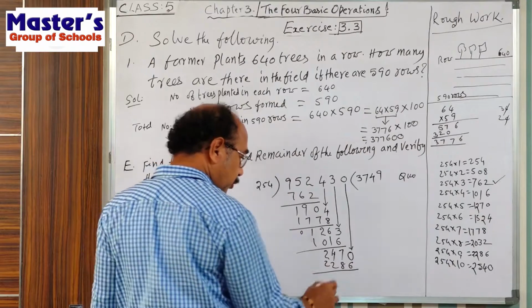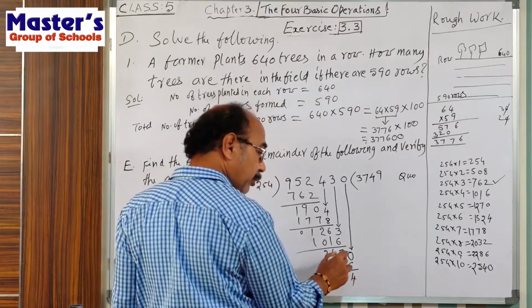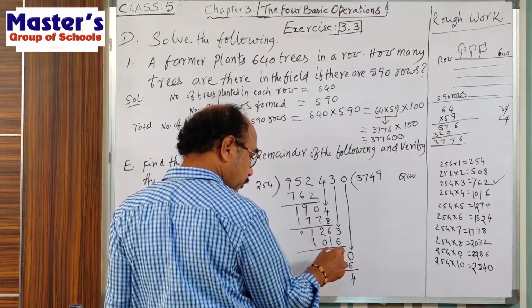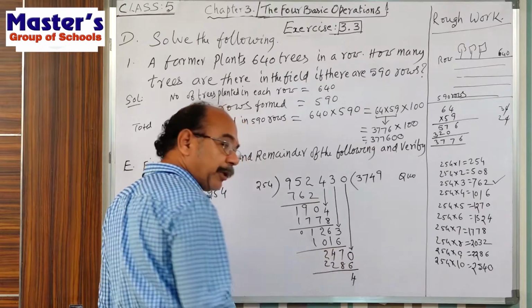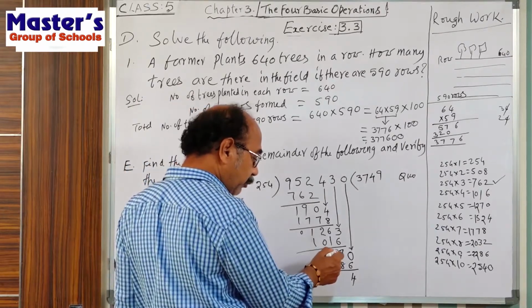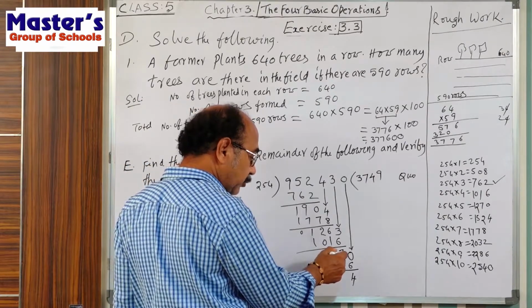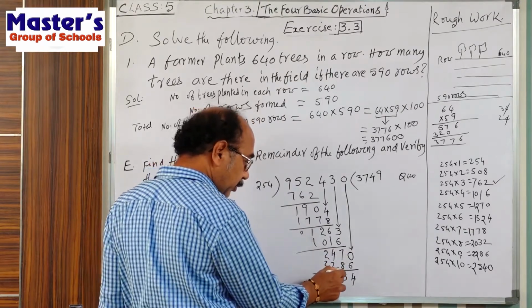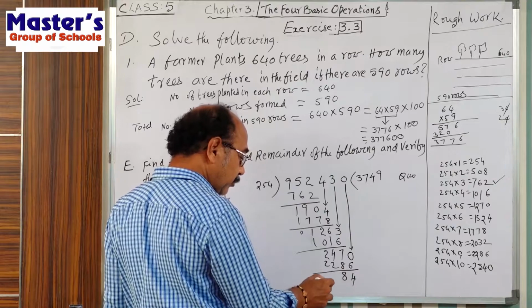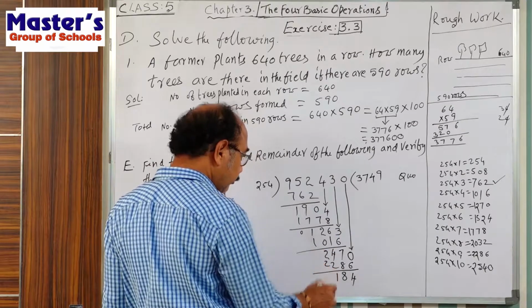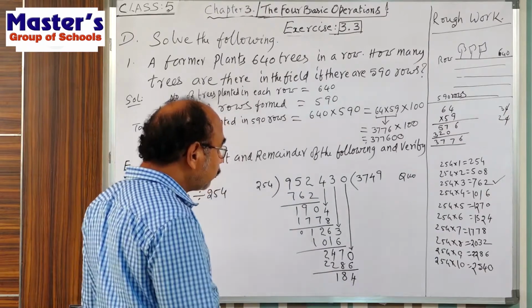Subtract. 0 minus 6, borrow, now 10 minus 6 is 4. Here borrow, you got 6. From 6 we can't subtract 8. Borrow from the place before. Then 6 becomes 16. 16 minus 8 is 8. Okay, children, 16 minus 8 is 8. Now here 3 is there, 3 minus 2 is 1. This is the remainder.